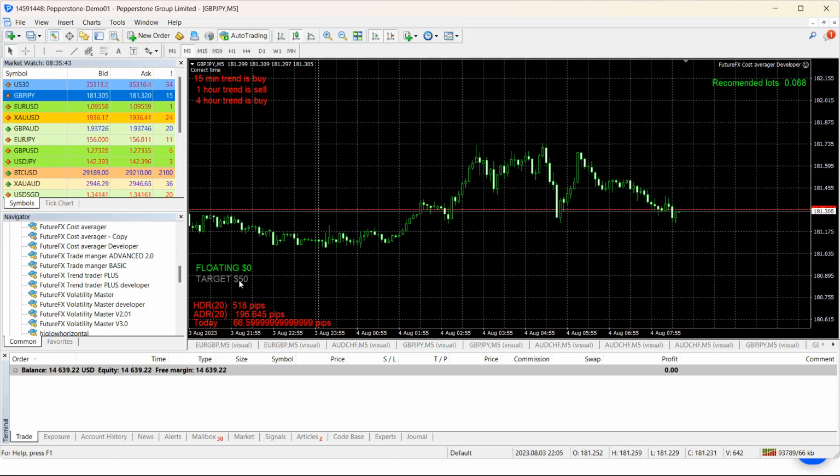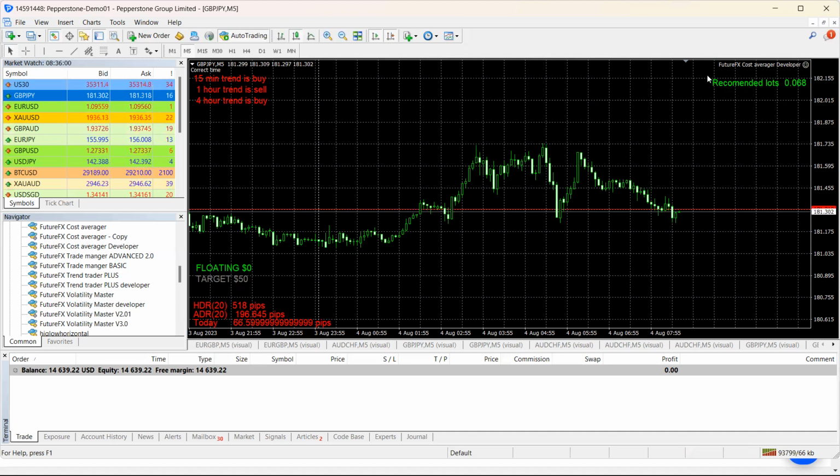The target will also vary depending on your floating. The target is going to count down from 50, but it's going to be based off your equity. So if you have trades in profit, this will go down, even if the trades haven't closed. If you have trades in drawdown, then this figure is going to show as more than 50.